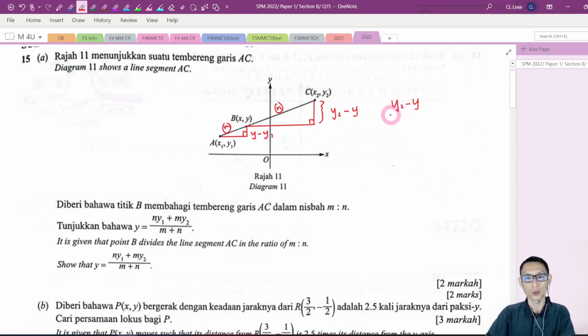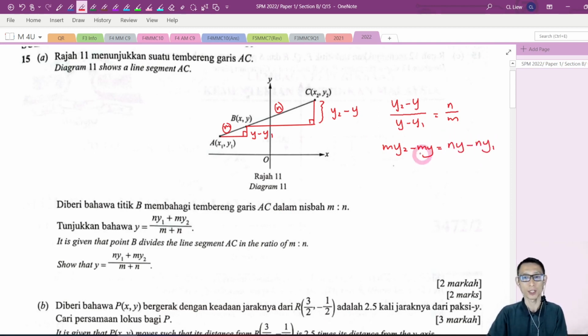y2 minus y over y minus y1 is equal to, the ratio is m is to n, but I put the y2 minus y on the top, so it will be n over m. Now just do cross multiplication. m y2 minus m y is equal to n y minus n y1. So this one you have to be more careful because you have a lot of y here. You have y2, you have y, and you have y1. So our purpose is to isolate the y. We want to show that y is equal to this.